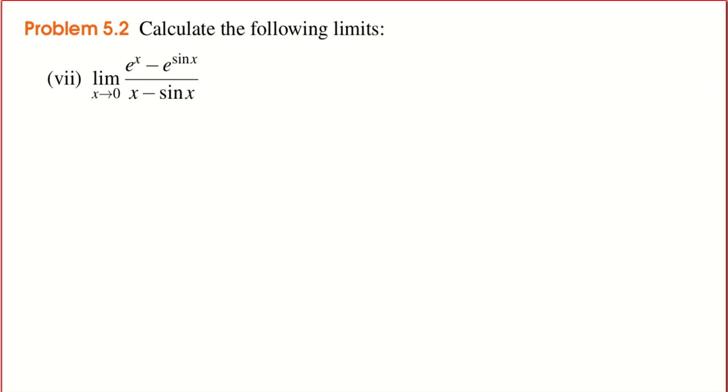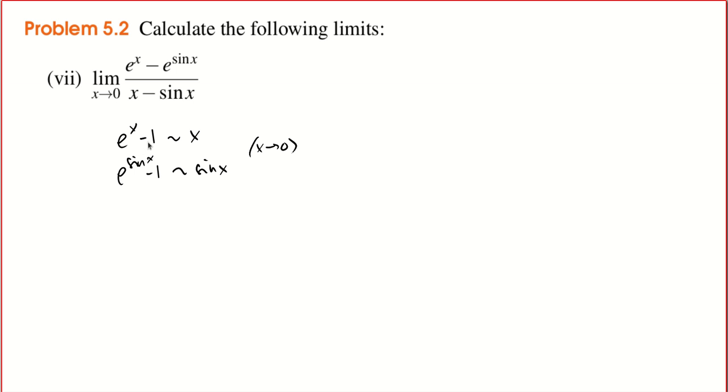As I've mentioned several times, even though one is tempted to say that this is e^x minus 1 is equivalent to x, and e^(sin x) minus 1 is equivalent to sin x, both when x goes to 0, right? This is the basic equivalence, and this is an equivalence that is true because the sine of x goes to 0 when x goes to 0.